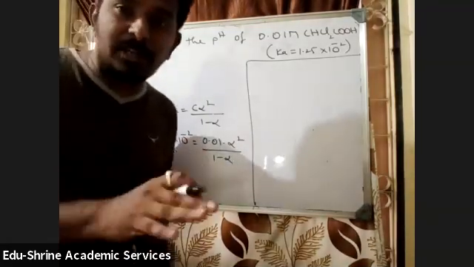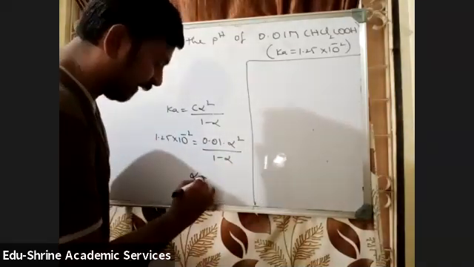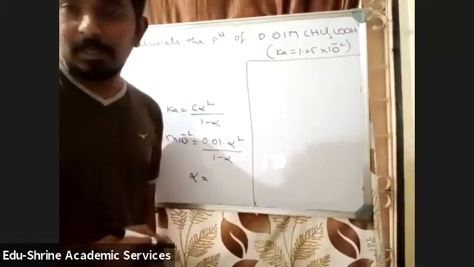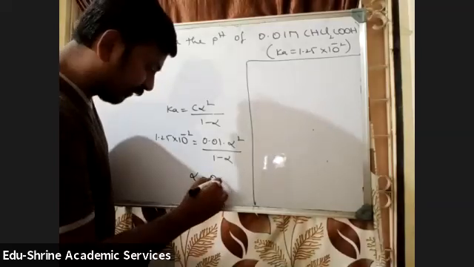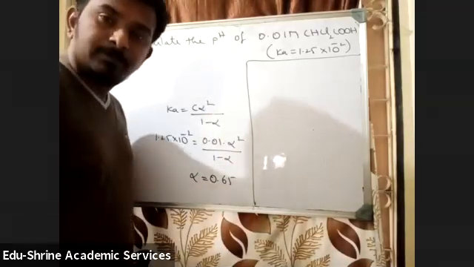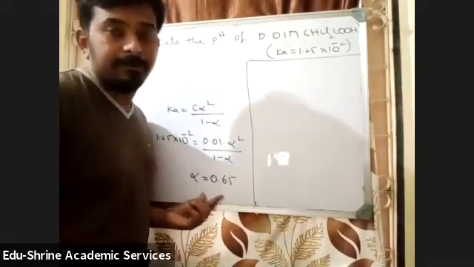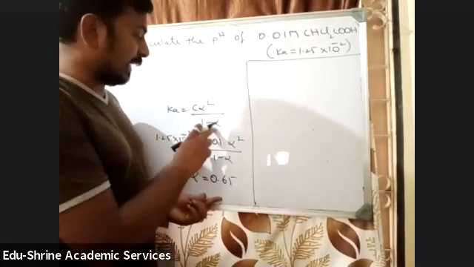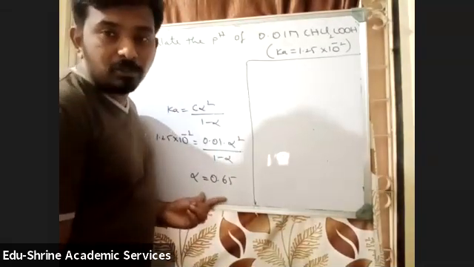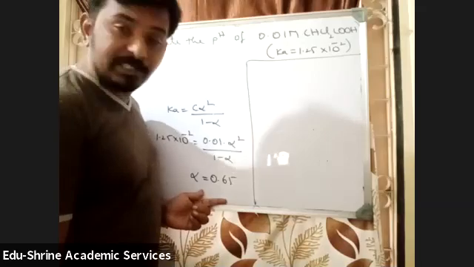So if you solve, I'll give you the direct value. Later you can simplify, no need to waste the time. So the alpha value we will get is 0.65, students. This is the exact value of alpha without neglecting alpha with respect to 1. So if you solve this, you'll get alpha value as 0.65.